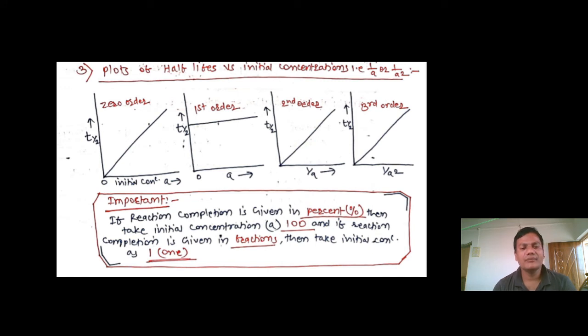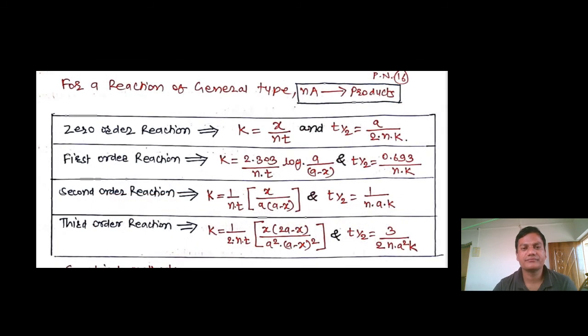If the reaction completion is given in percentage, then the initial concentration must be taken as 100. And if the reaction completion is given in fractions, then the initial concentration should always be considered as unity, or 1. We will see the next slide.